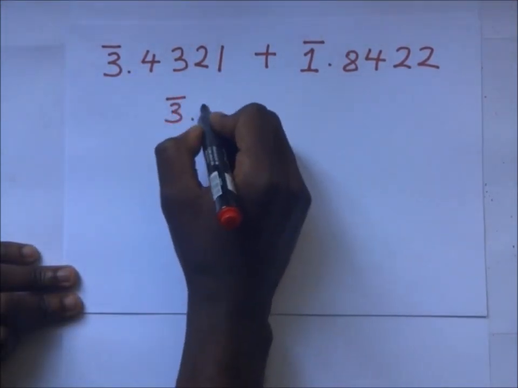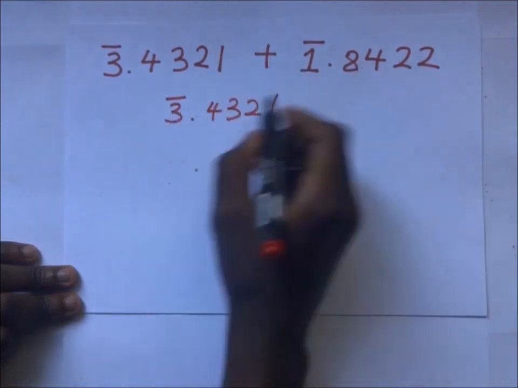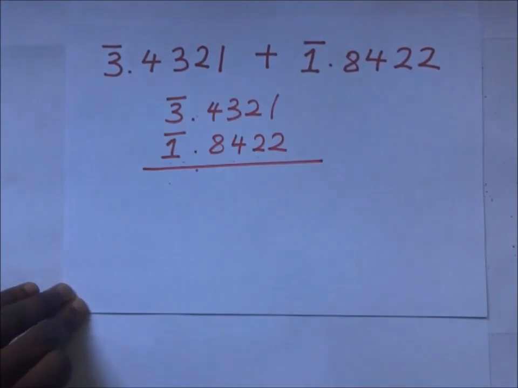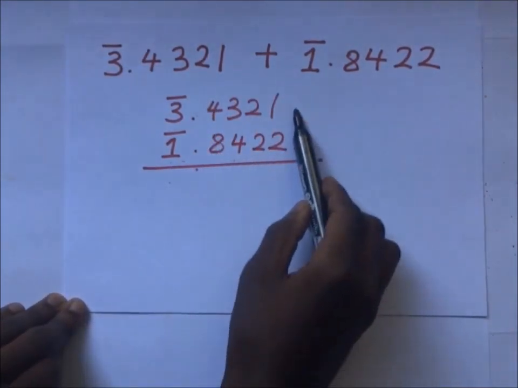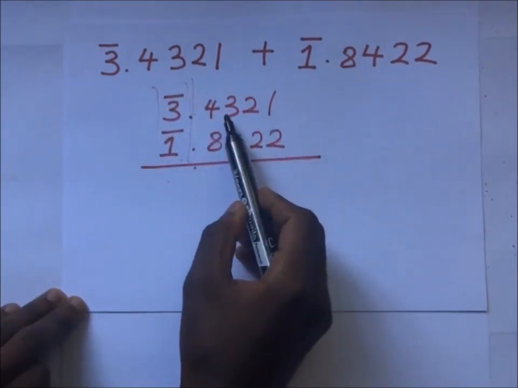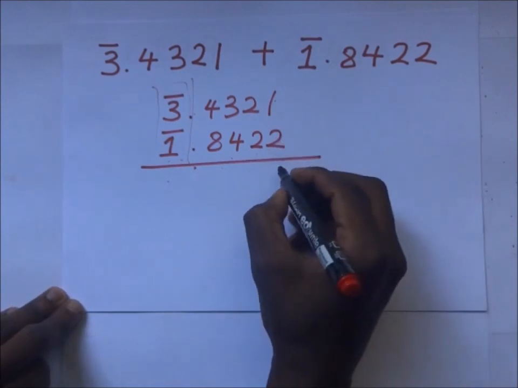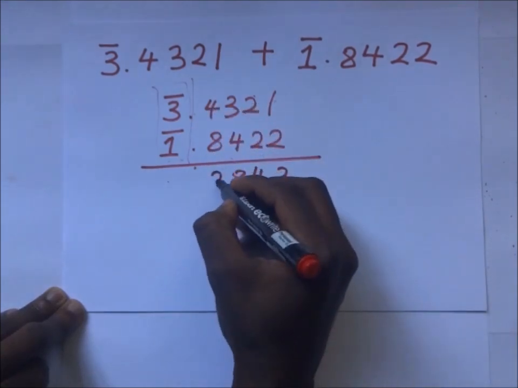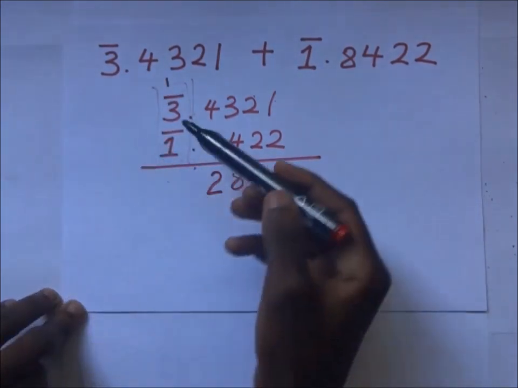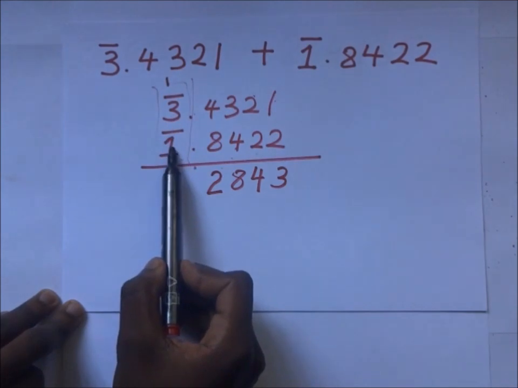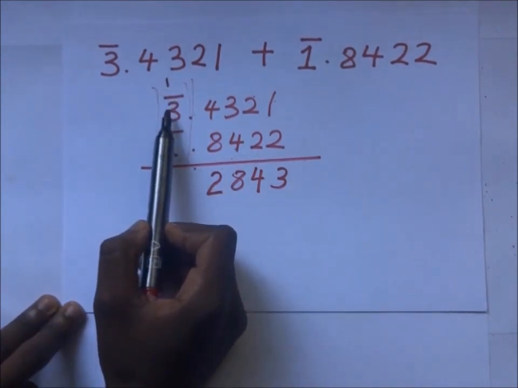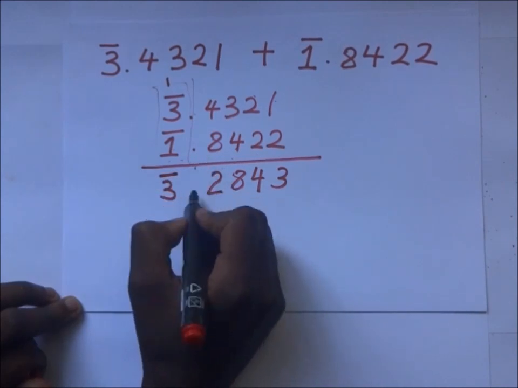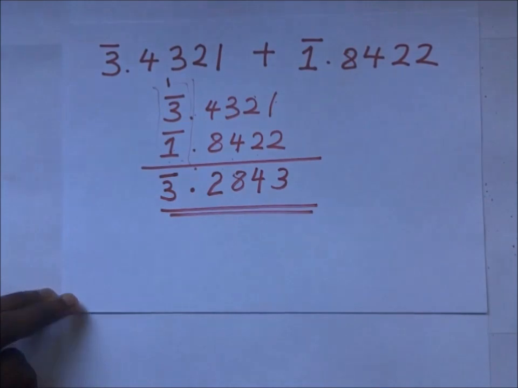We have another example. This is 3 bar 0.4321. To add this, 1 bar 0.8422. In adding those, still we treat the characteristic side independently of this side. So these ones are positives. 1 plus 2, this is 3. Then we have 2 plus 2, which is 4. We have 3 plus 4, which is 8. We have 8 plus 4, which is 12. So this is becoming 2. We carry 1 here. So it becomes 1 minus 3 minus 1. So 1 minus 3 is going to give us negative 2. The negative 2 plus negative 1 will give us negative 3. So this becomes bar 3. So it's bar 3.2843. That's how we deal with that arithmetic.